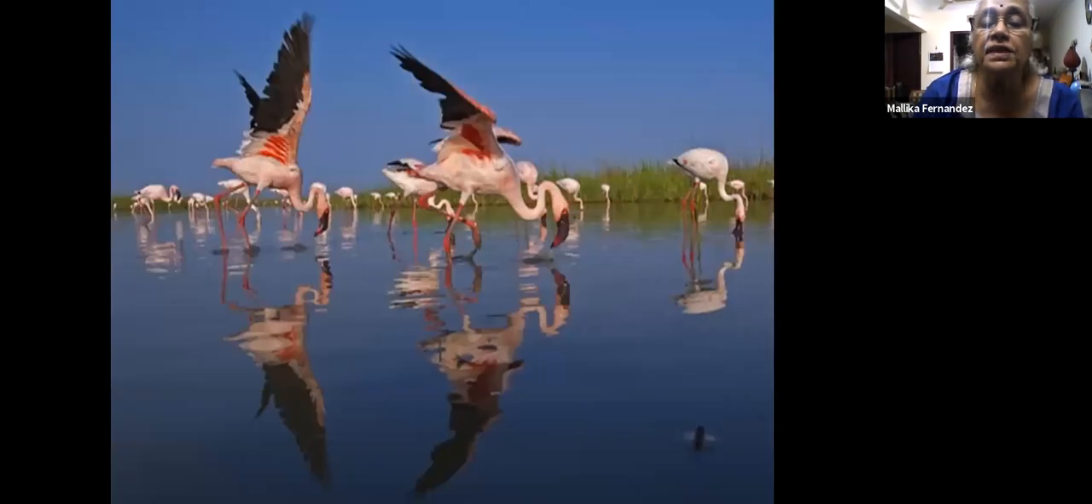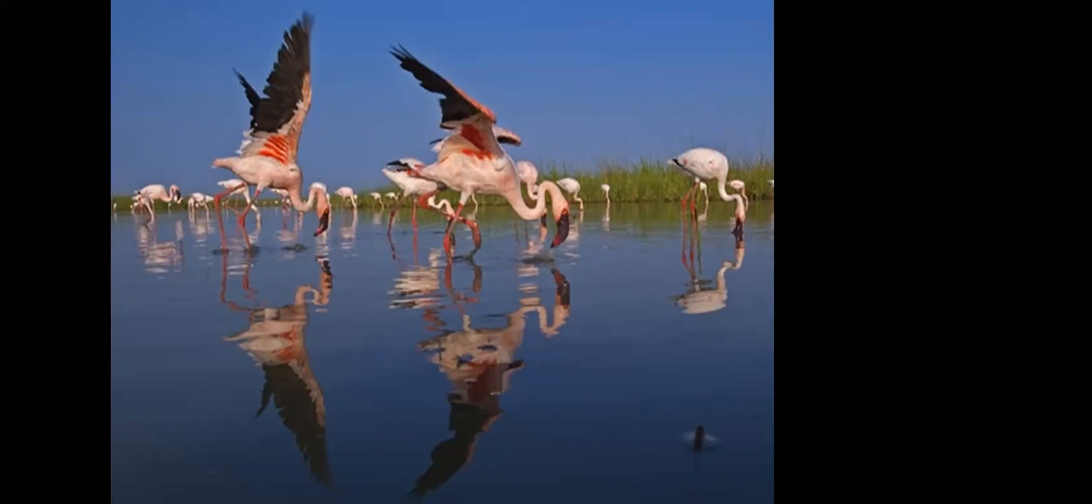Okay. Now, this region north of Kutch is the Rann of Kutch. The water has receded a bit. It's no longer that clear. And these are the flamingo birds that come in during the summer season. Sorry, winter season, right? They migrate from Siberia.